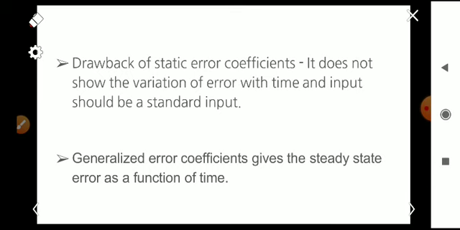But the generalized error coefficients give the steady state error as a function of time. That is why we are introducing the term generalized error coefficients. Also, using the generalized error coefficients, the steady state error can be found for any type of input. Whatever the input may be, we can find the steady state error of the system. That is the main advantage of these generalized error coefficients.